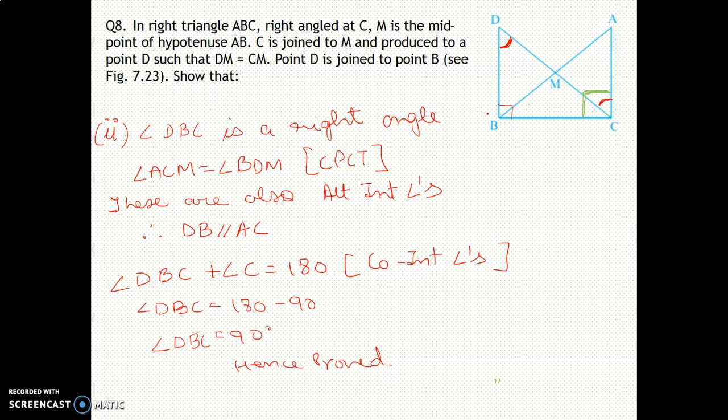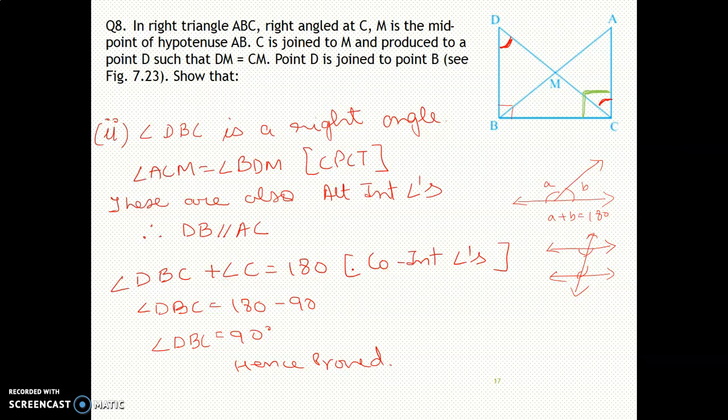This means angle DBC plus angle C is equal to 180 degrees. Why? Because they are co-interior angles. We did all this in lines and angles: if I take this angle and this, A plus B has to be 180 because they're co-interior and these are parallel lines. So angle DBC plus angle C is equal to 180.